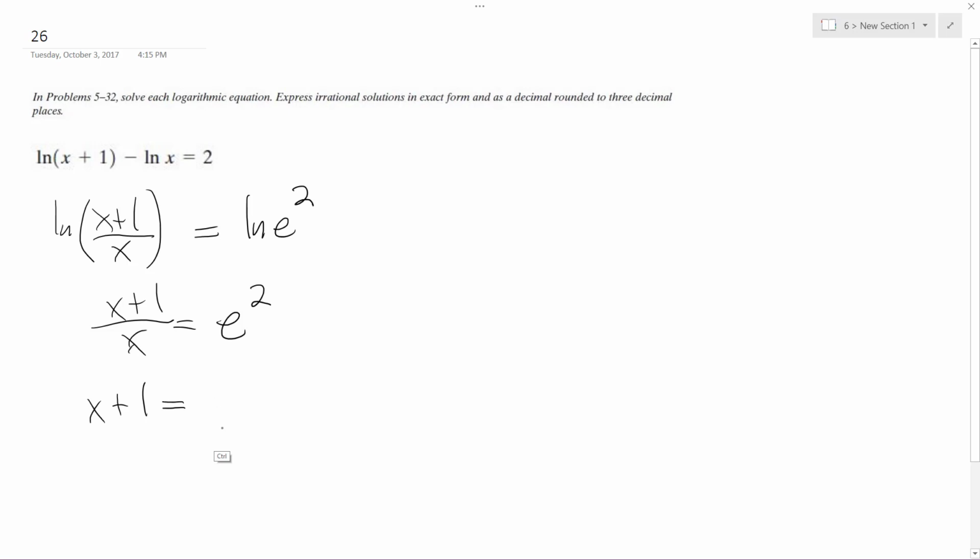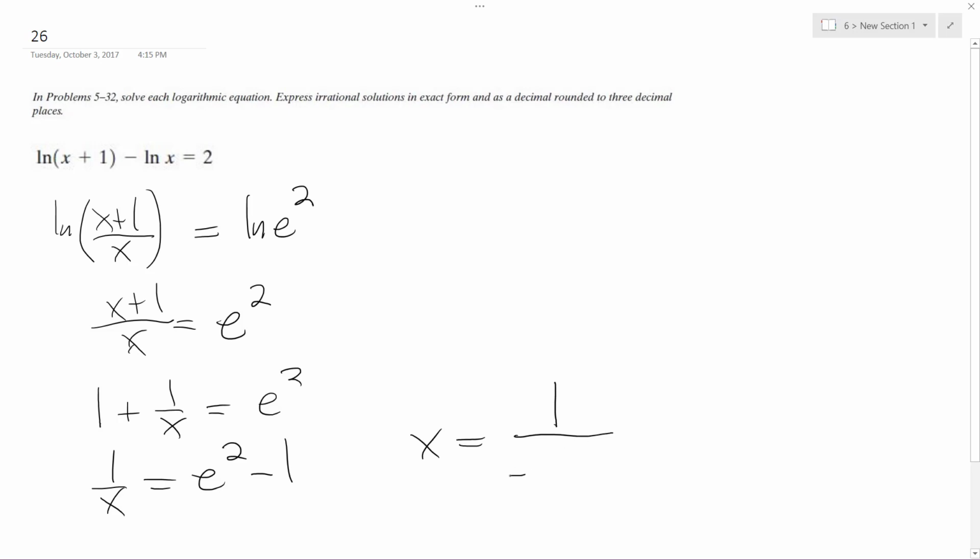Actually, let me take that back. So I can rewrite this as 1 plus 1 over x is equal to e to the 2. So 1 over x is equal to e raised to the 2 minus 1. Flip these, so I simply end up with x is equal to 1 over e squared minus 1. That's it.